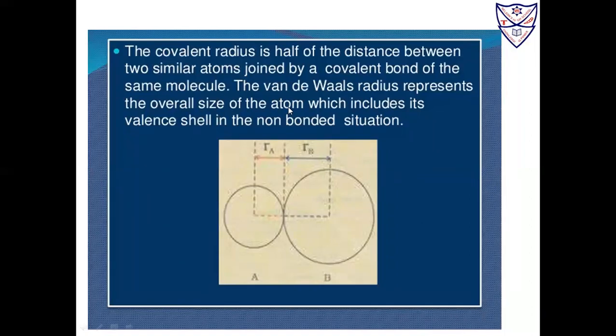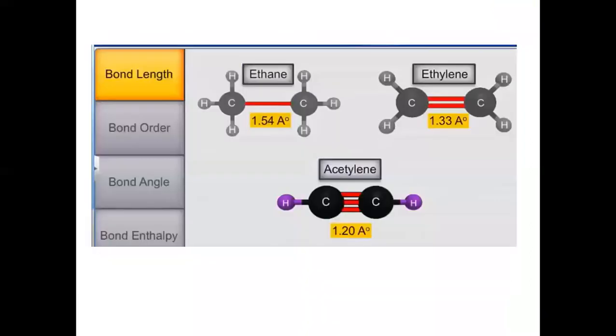The atom size will be different, the other atom size will be different, so a different covalent radius will be there. The van der Waals radius represents the overall size of an atom, which includes its valence shell in the non-bonded situation. See here, three different structures are given: the single bond, double bond and the triple bond, and as the number of bonds increases, the bond length decreases.